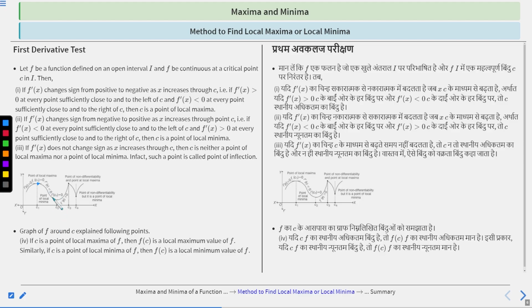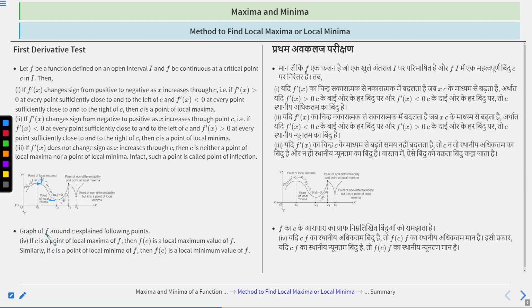Similarly, at this point f'(x) changes from negative to positive, so this point is local minima. This point is local maxima, right? Clear? This point is a point of non-differentiability and a point of local maxima. This point is a point of non-differentiability, but it is a point of local minima, right? So you can remember this.